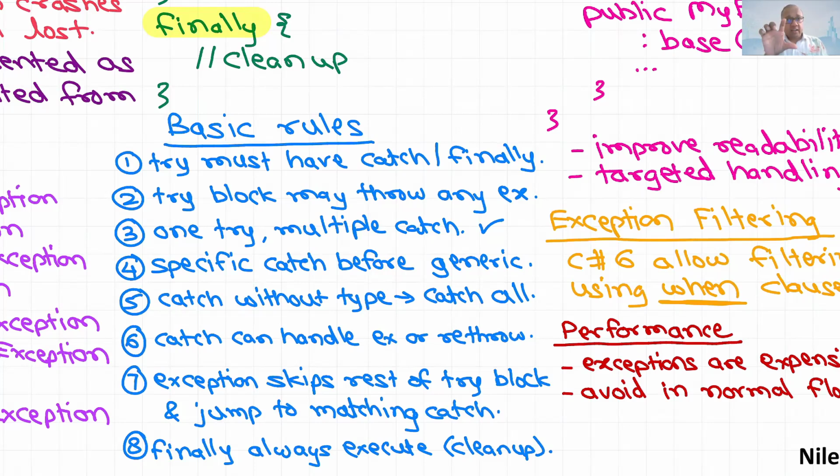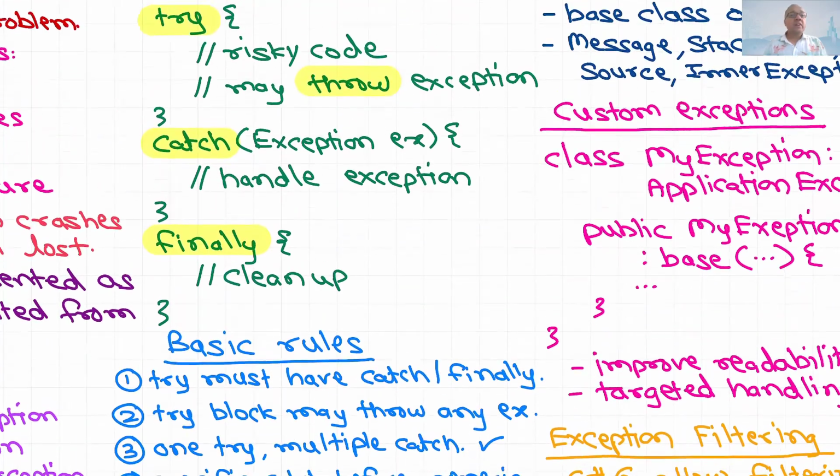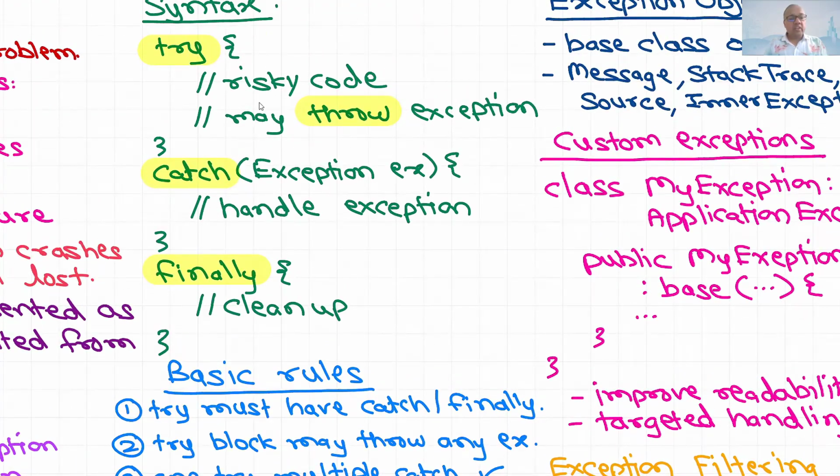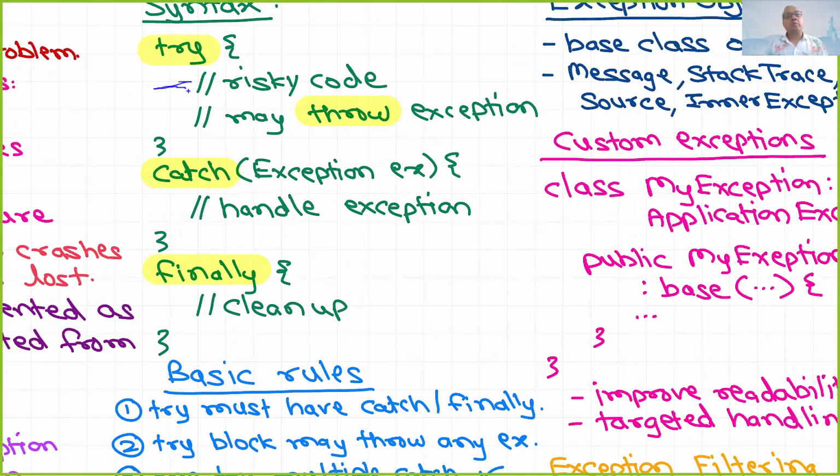And please note that in this process, if there are any local variables available in the try block, then these local variables which are created on the stack get automatically destroyed. These local variables which are present on the stack will get automatically destroyed. This is many times called stack unwinding.